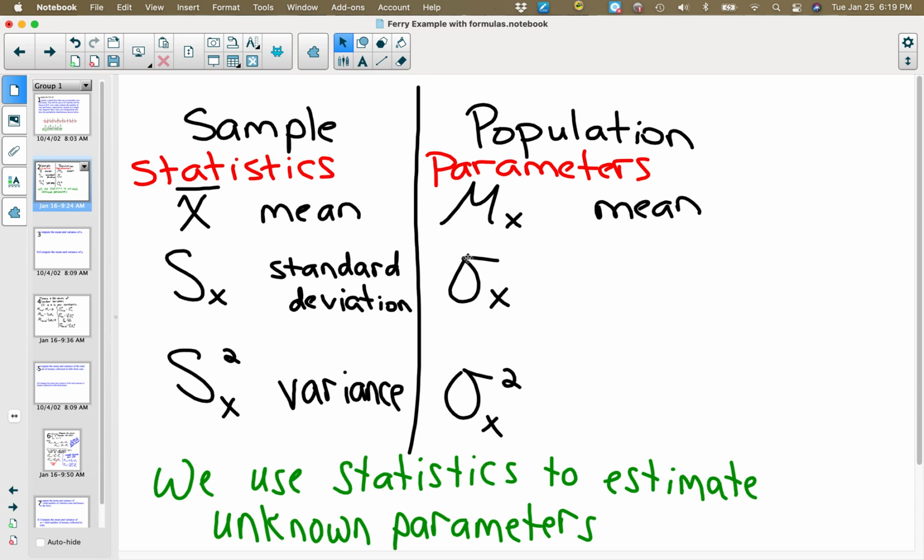This is the Greek letter sigma. So sigma sub x and sigma squared sub x represent the standard deviation and the variance. So we use statistics to estimate unknown parameters. That's a pretty big deal with statistics.